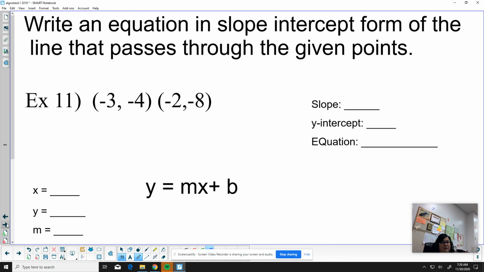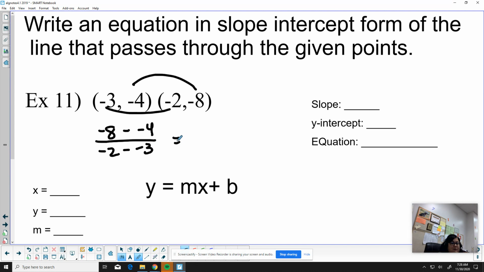All right, so same directions. We're looking for the equation in slope-intercept form given those 2 points. Step 1, find the slope. So that's the first thing I do is find the slope. So y minus y would be -8 minus -4, subtracting those two, and then -2 minus -3. So lots of negatives here. So we need to probably put this into decimals to come up with it. So the top number is -4 and the bottom number is 1. So my slope is -4.